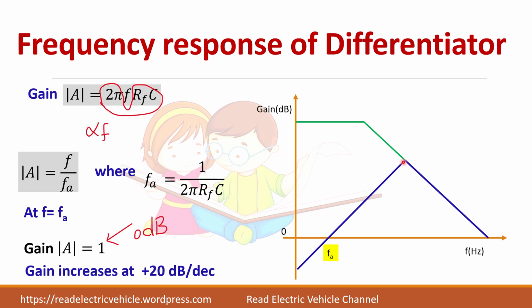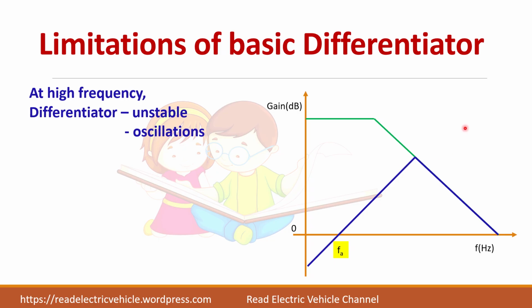So from this we can understand that there is a limitation for this differentiator. At low frequencies okay, at high frequencies the gain is more. First thing, gain is more. It means that noise will be more at high frequency. And moreover, it leads to instability. So at high frequencies, this basic differentiator suffers from stability issues as well as it may lead to oscillations.